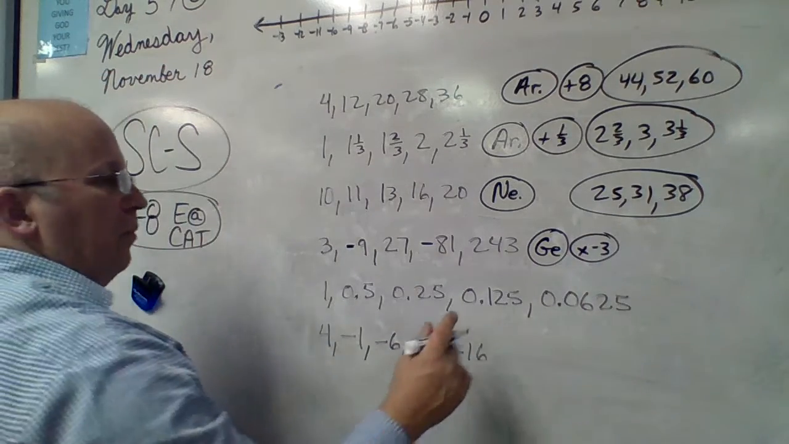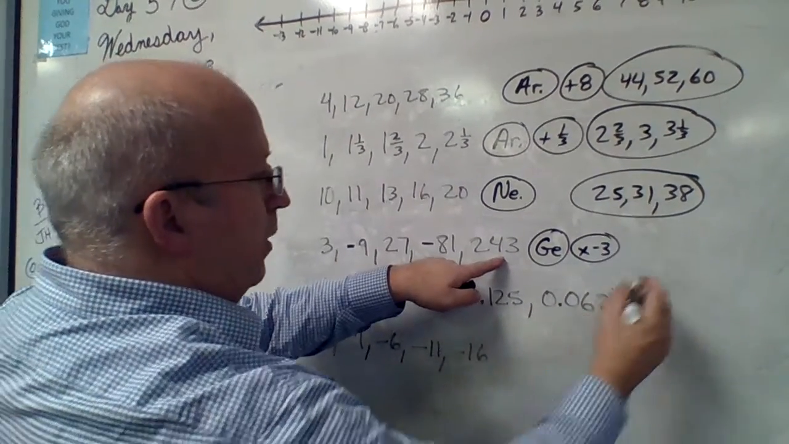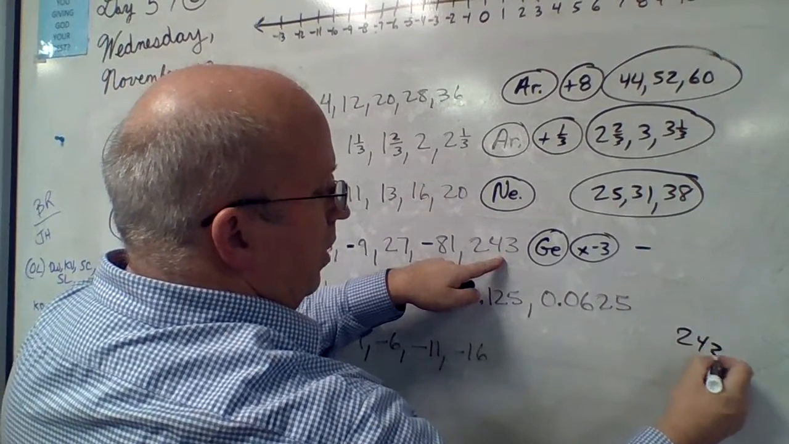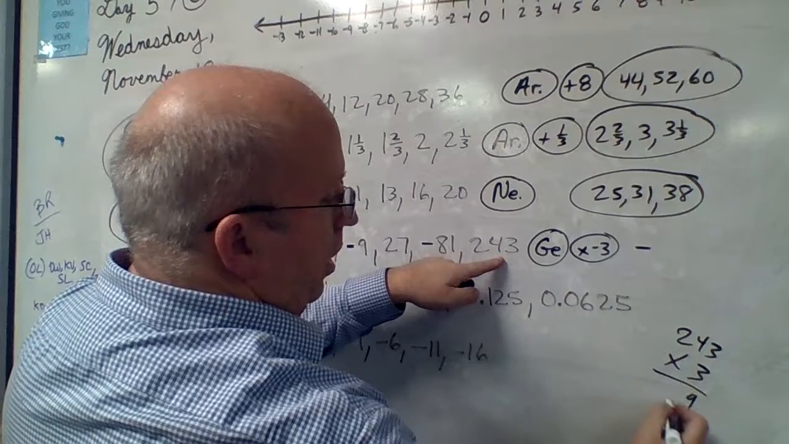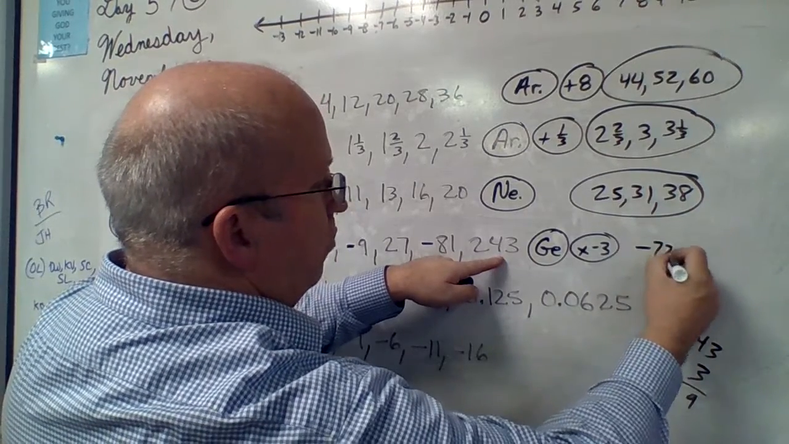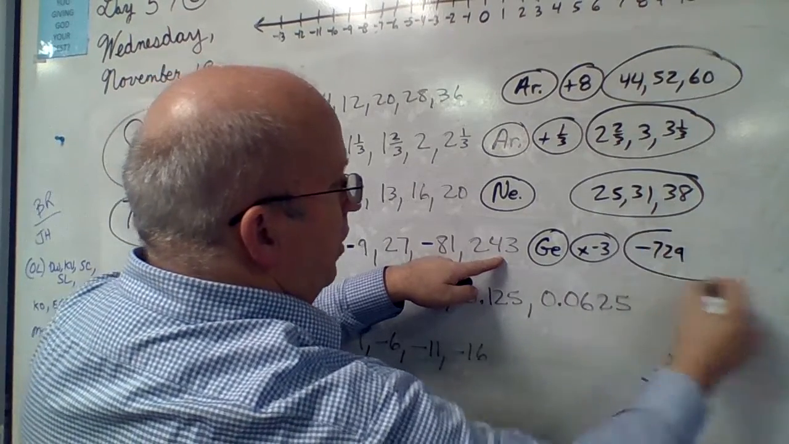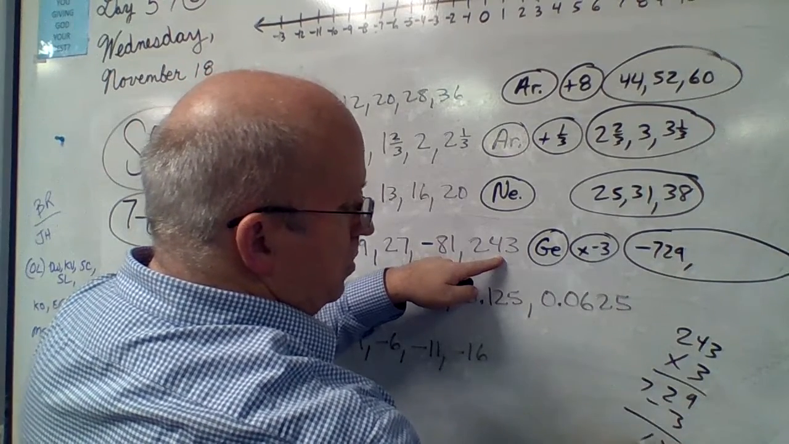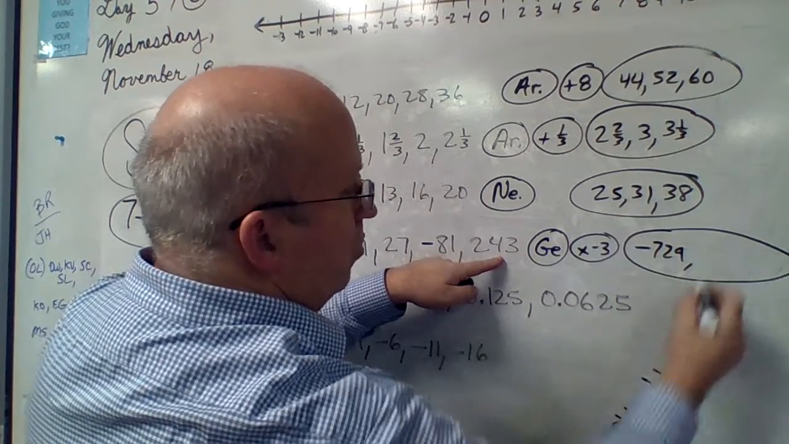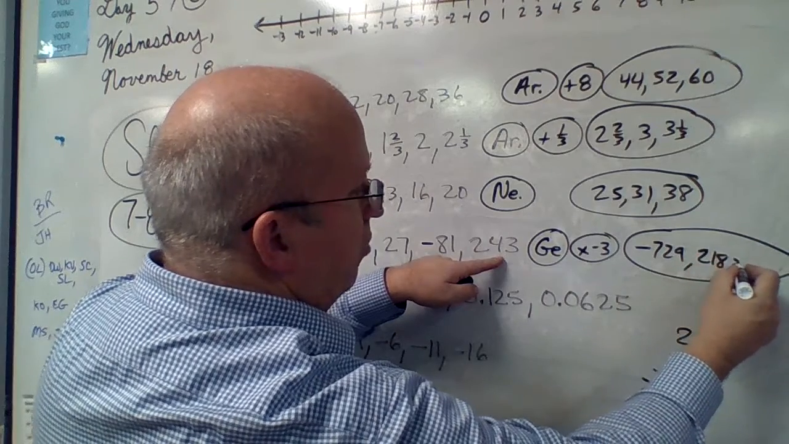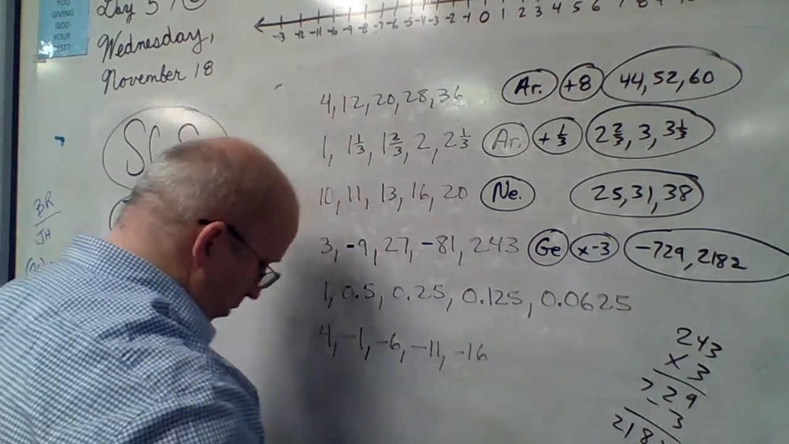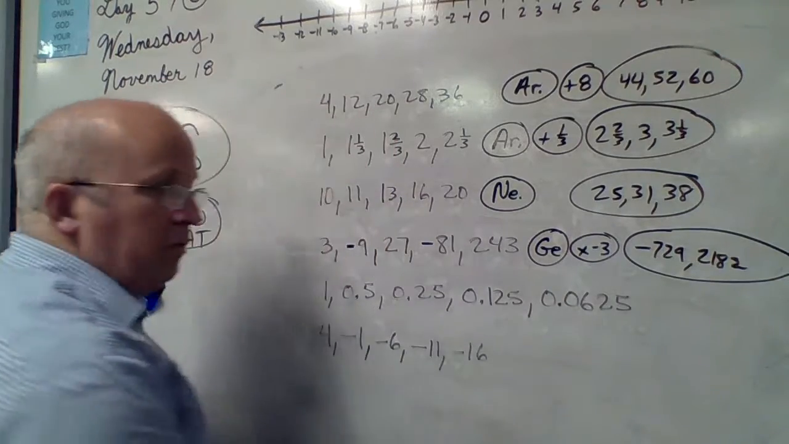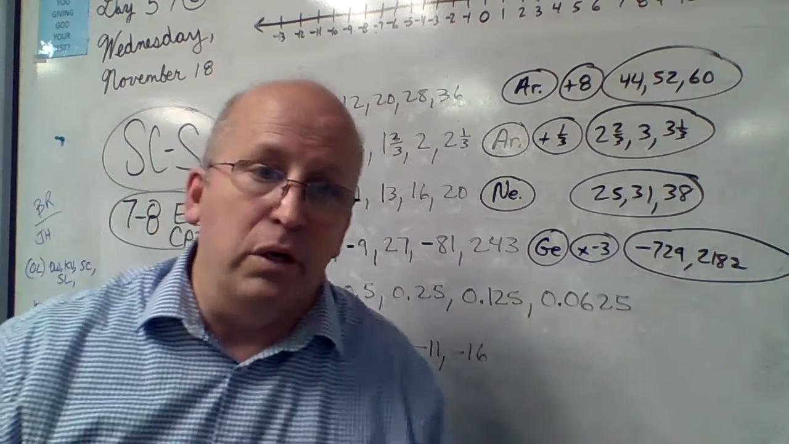What would be the next number in the pattern? If we multiply this by negative 3, I'm going to have to work it out. I get negative 729. And then the next number in the pattern would be positive 2,187. I'm not going to figure out the third one. You folks with calculators, that would be a breeze to figure out. You just multiply by negative 3, right?